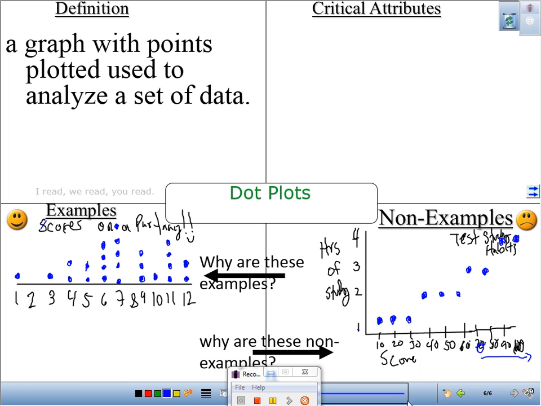So, this is not a dot plot. Look up please, this is what we call a scatter plot. Why do you call it like that? Because dot plots are only meant to be plotted for what? One set of data. So what is the most important thing to remember about dot plots? That it's only one set of data.